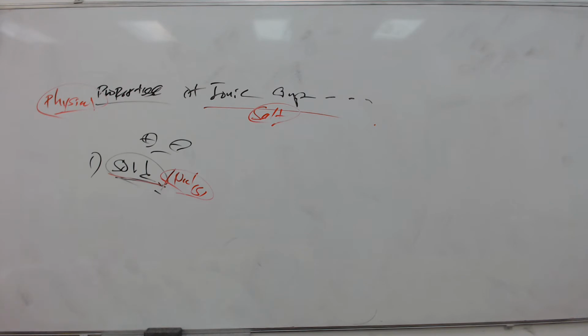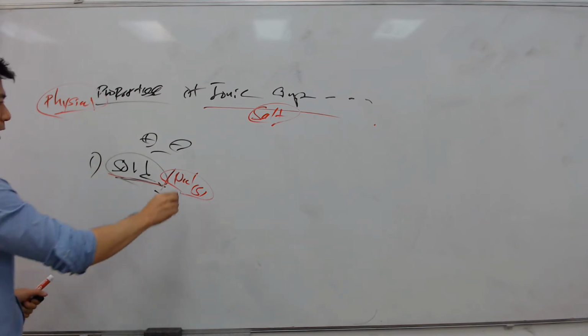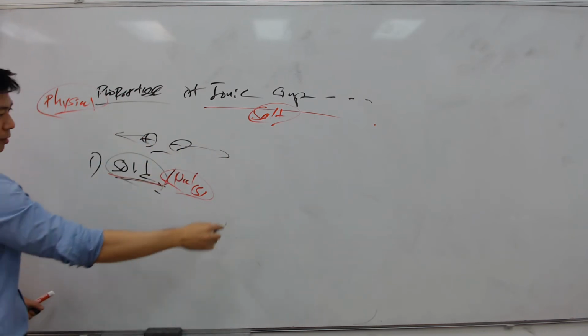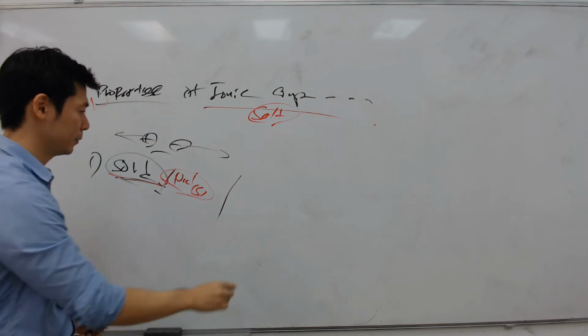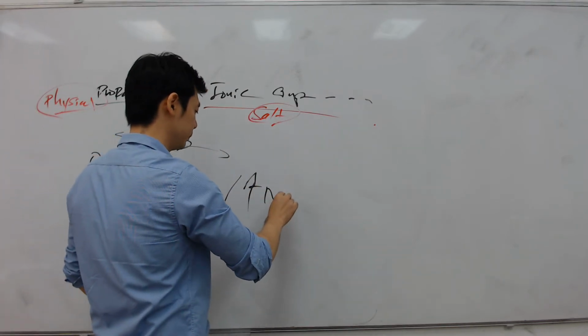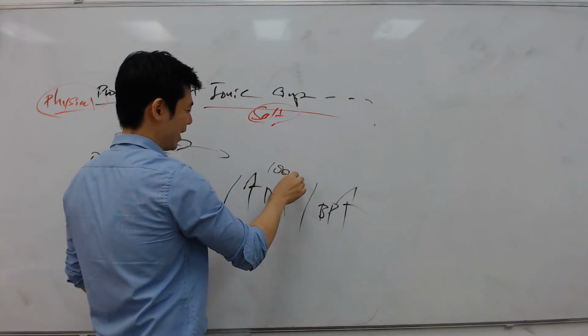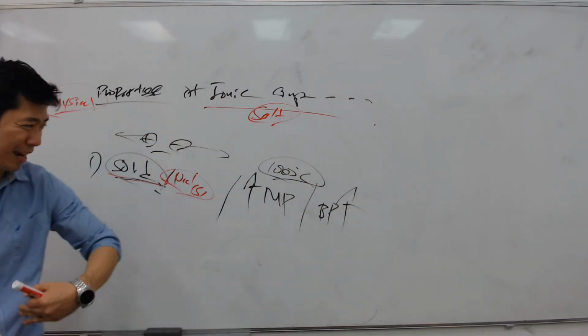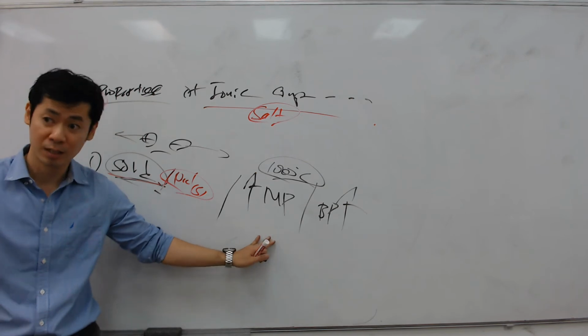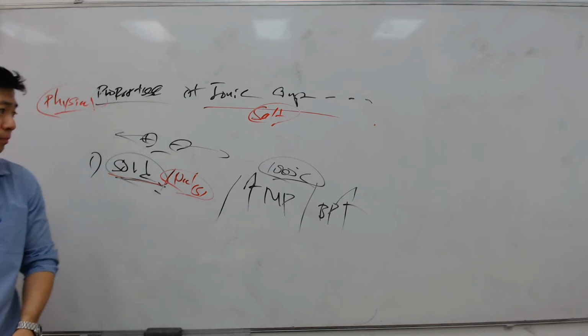And because of the very strong force of attraction, it takes a lot of effort to separate them. What happens is they have a very high melting point and boiling point as well. They probably have around 1,000 degrees Celsius. You have to bring them up to 1,000 degrees Celsius to make them melt. Very high melting points.